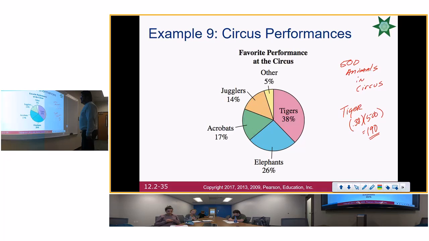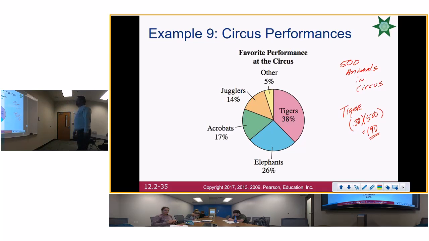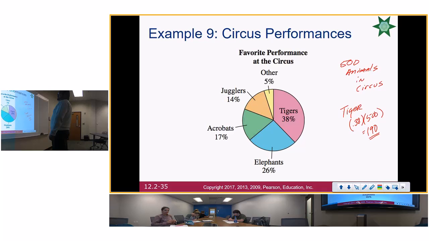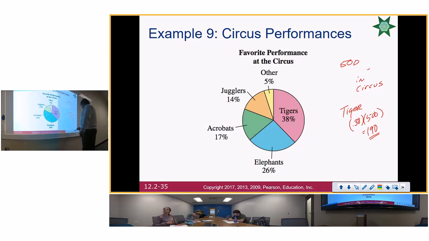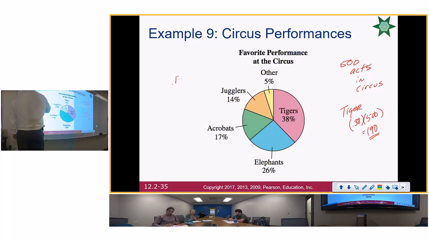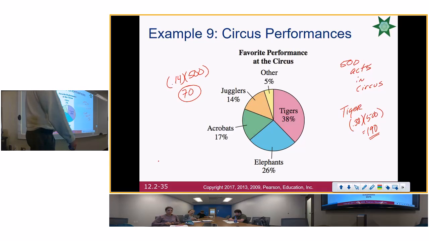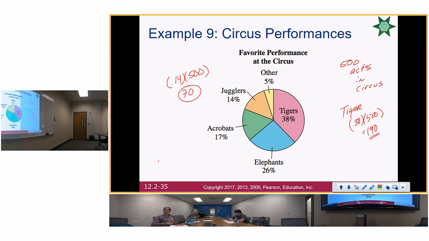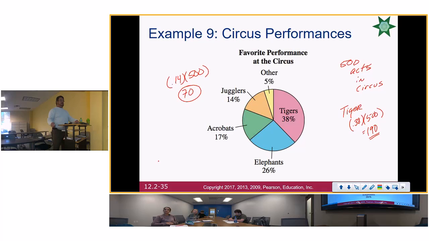I'm trying to get you to quit. All right, so what if I said, how many, oh, not animals, I'm sorry, how many acts? Let's take that off and put acts. All right, how many jugglers are there? Well, 14% times 500, how many? 70. 70 jugglers. So you have to be able to do that, because on any kind of standardized test, if you see a pie chart, you're going to have a question about how many blah, blah, blahs. That's what they're going to ask you.